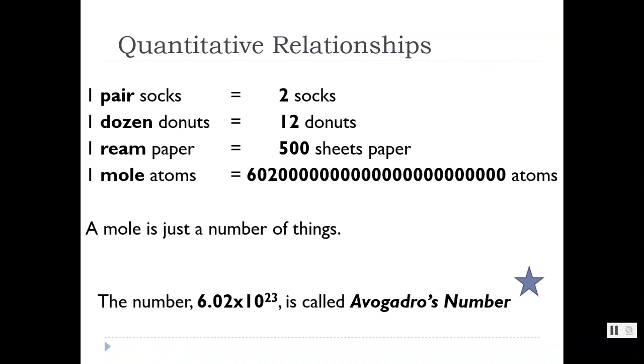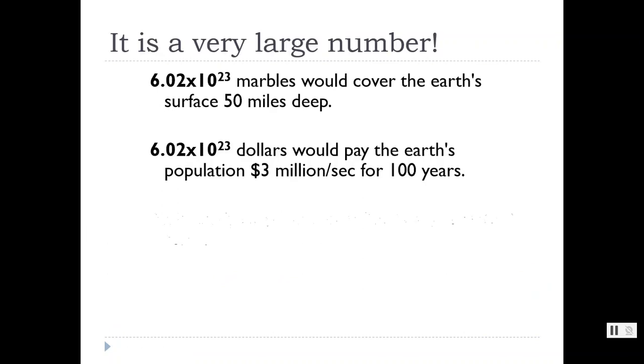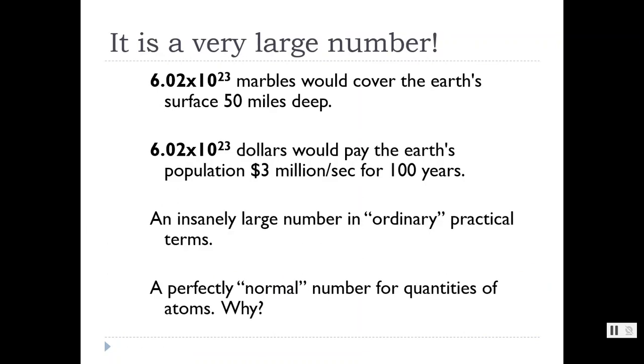So you may look at that number, or at least I hope you look at that number and say, oh, that's a huge number. It's an insanely large number, and you're absolutely right. It is a large number. You would think, why would chemists make use of such a large number? I like these two examples just to show you exactly how large it is. I like the second one in particular. If we really did all have $3 million a second for 100 years, none of us would need to take this class, I guess.